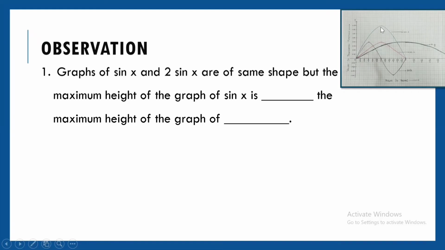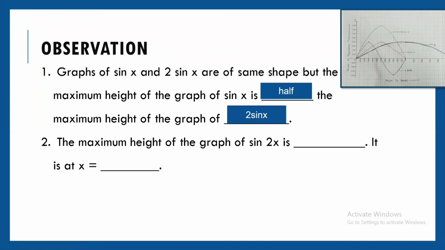When x is equal to pi by 2, 2 sin x is coming out to be 2. So that is the maximum height. So I can say that the graphs of sin x and 2 sin x are the same, but the maximum height of the graph of sin x is half the maximum height of the graph of 2 sin x. So this is the first part.